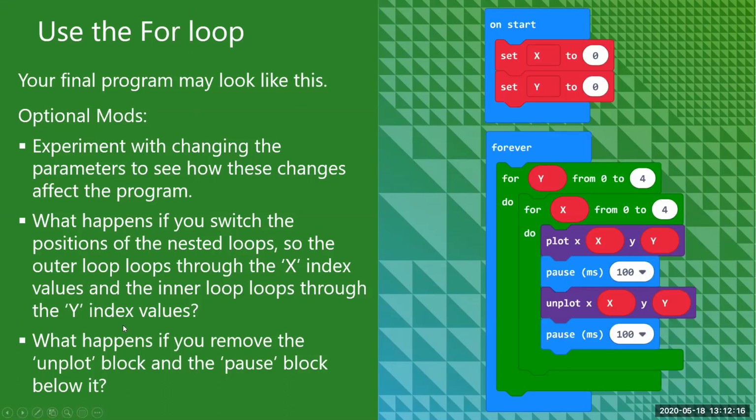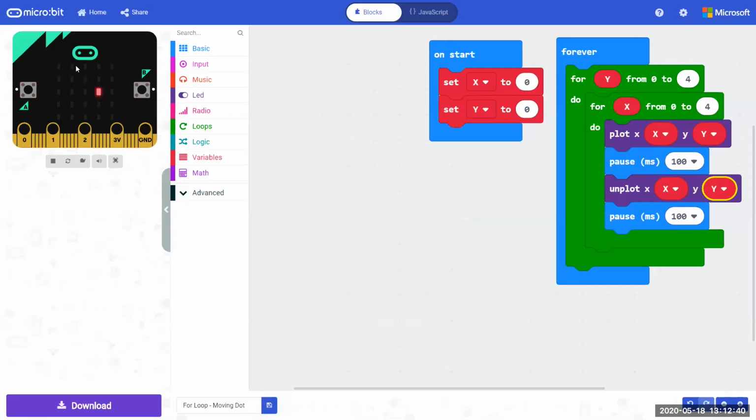So here's some optional mods that you can do. Change it up and see if maybe instead of having it move across the row and then to the next row and then to the next row, maybe you try and have it go down the columns. So what happens if you switch these two loops? How does that change things? Maybe see if you can change it to where it moves this way and then down and then this way and then down and then this way and then down and then that way. That one's a lot more complex, but it's a really cool trick that you can do.